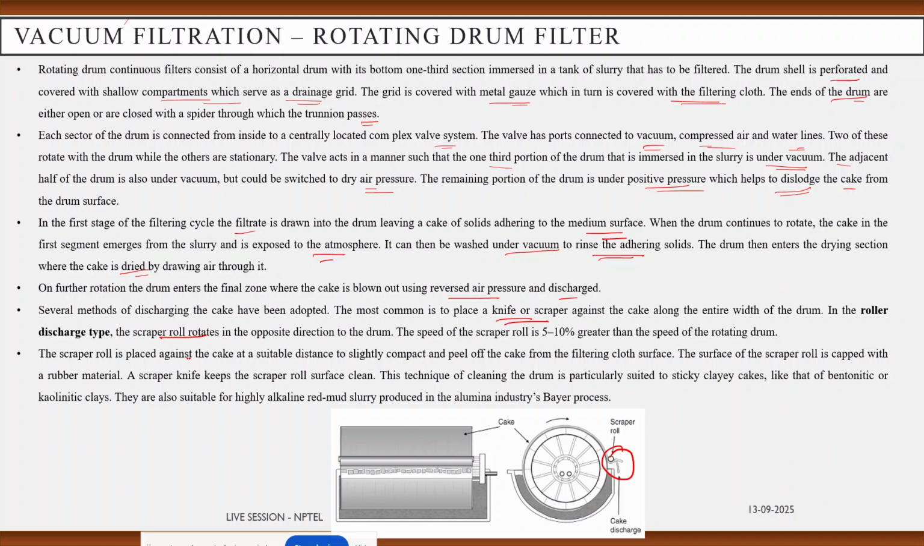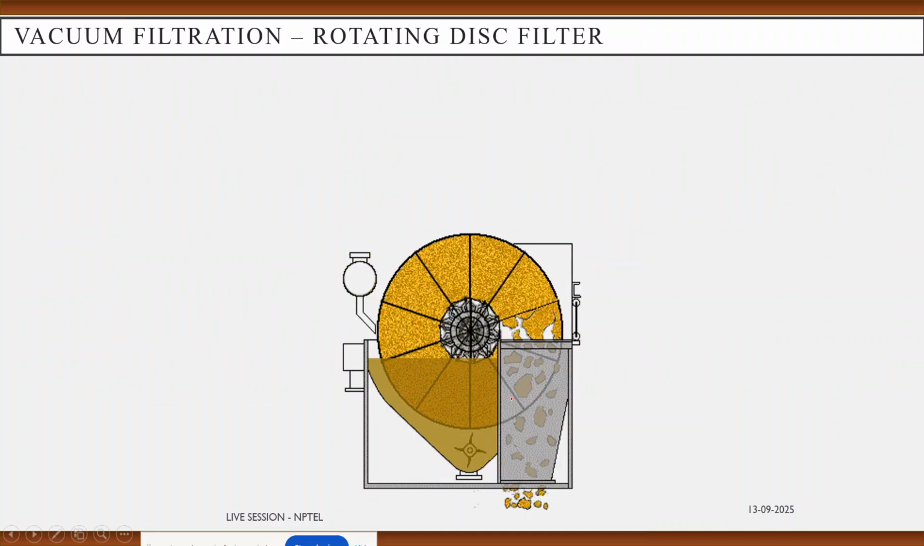The scraper roll is placed against the cake at a suitable distance to slightly compact and peel off the cake. The surface of the scraper roll is covered with a rubber material, and a scraper knife keeps the scraper roll surface always clean. This technique of cleaning the drum is particularly suited for very sticky and clayey cakes like bentonite or this kind of clay material. This is also suitable for alkaline red mud slurry produced in the alumina industry Bayer process.